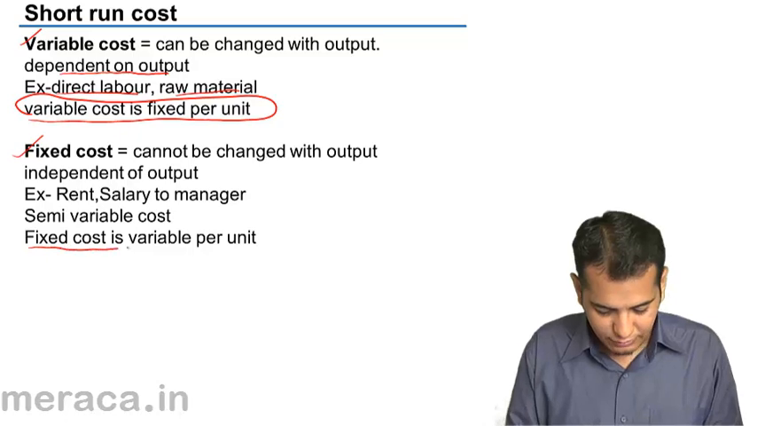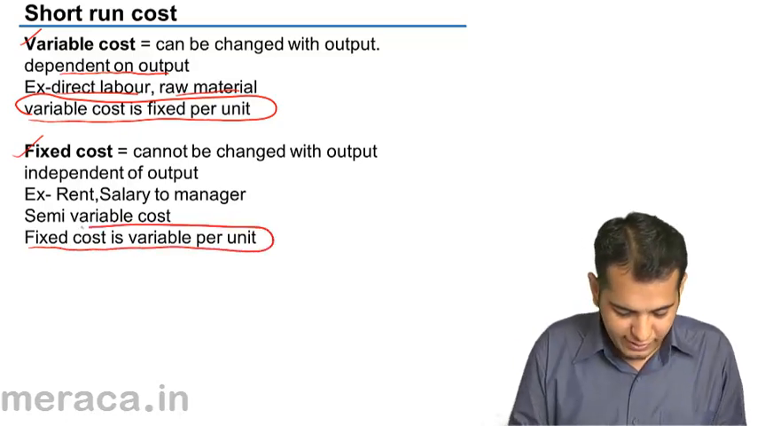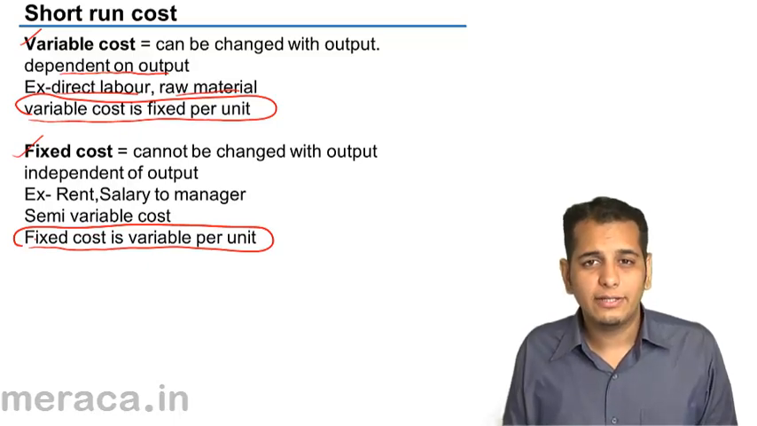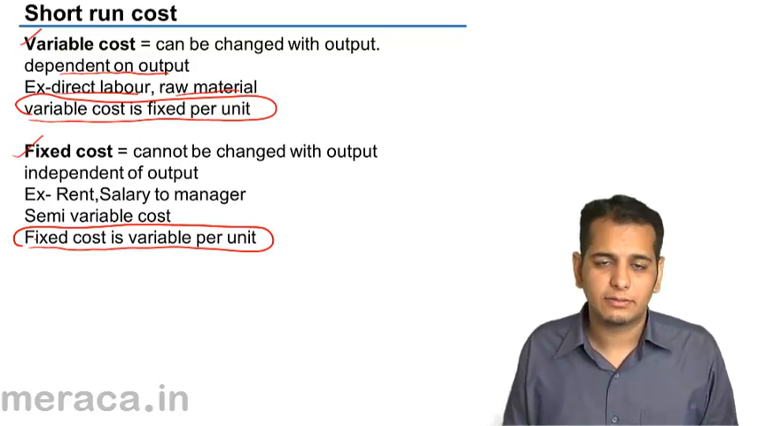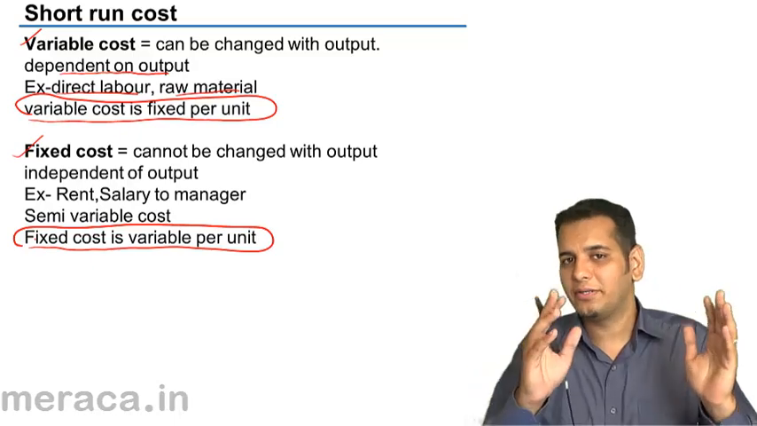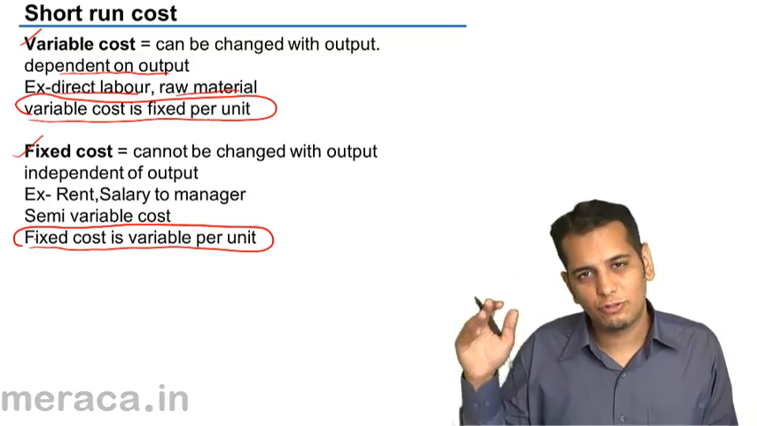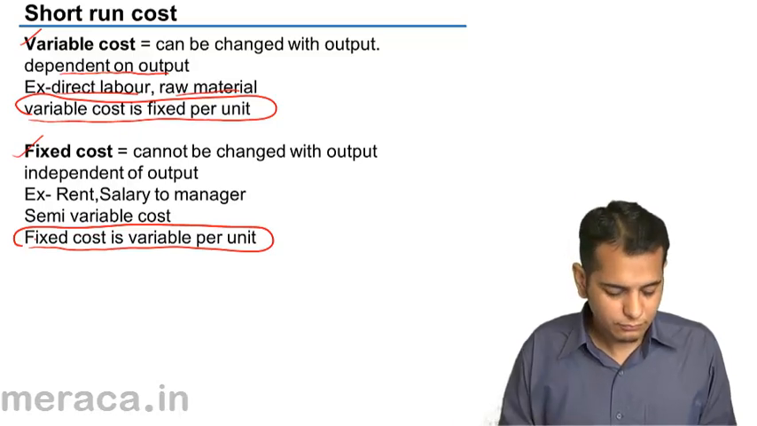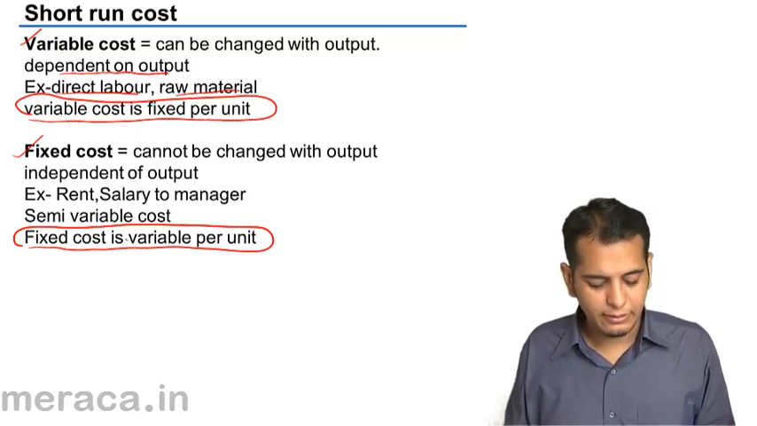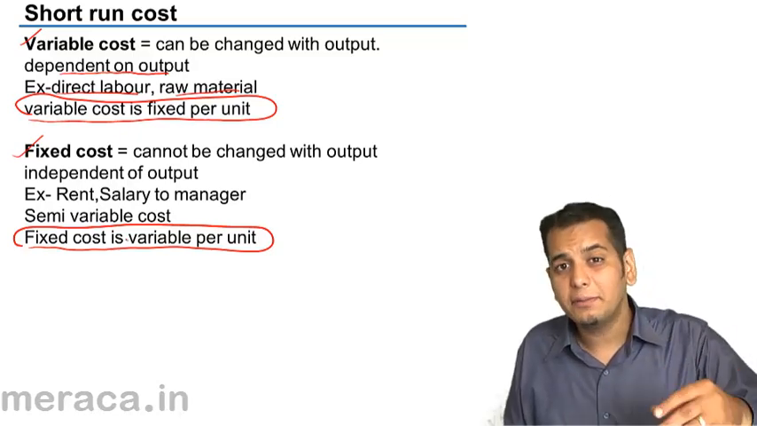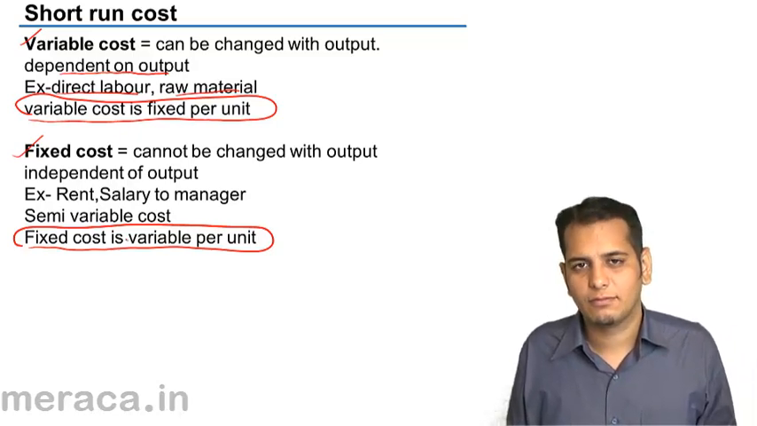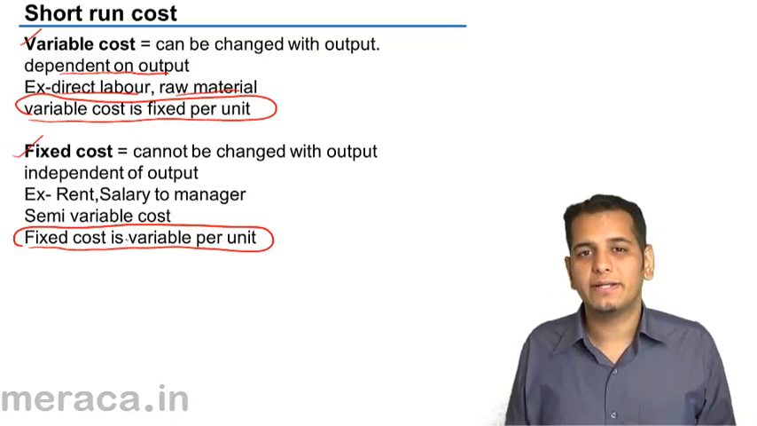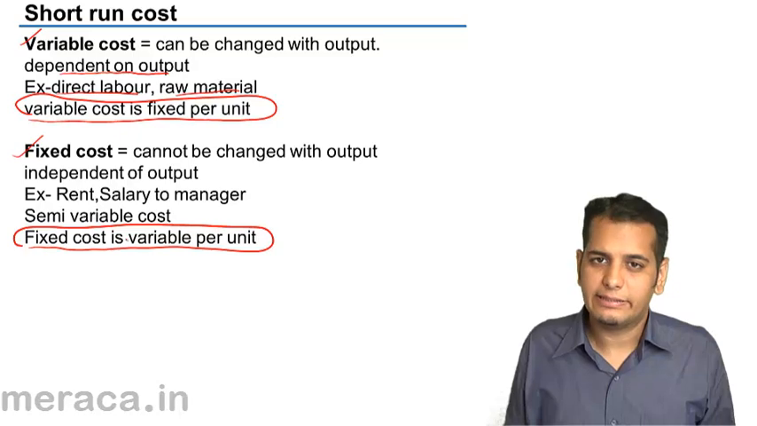Again, here we see that the fixed cost is variable per unit. Now this again is a very puzzling statement. I say fixed cost remains fixed. It does not vary with the amount of output. And in the next sentence, I'm saying fixed cost is variable per unit. Now let's understand these two sentences with the help of an example.